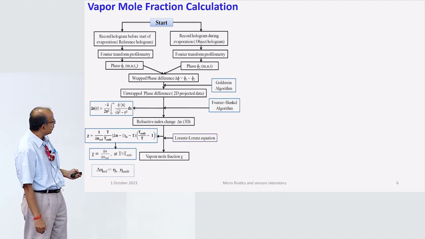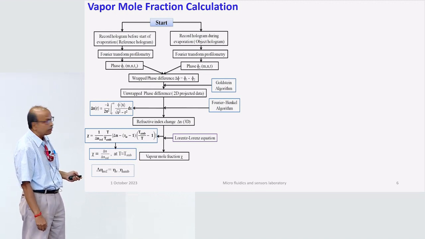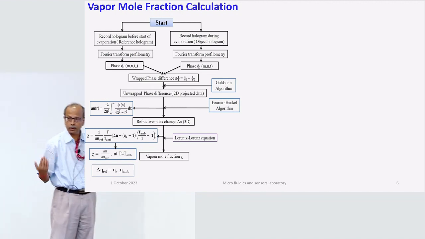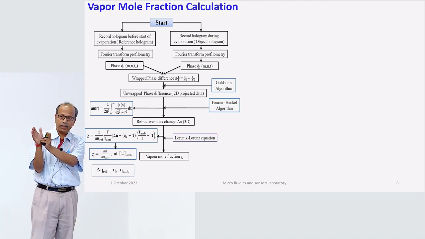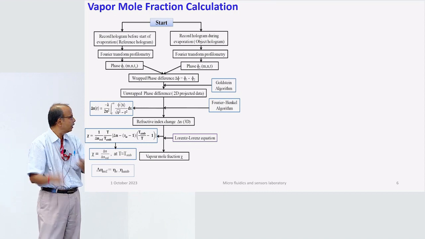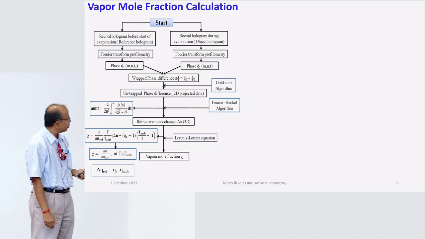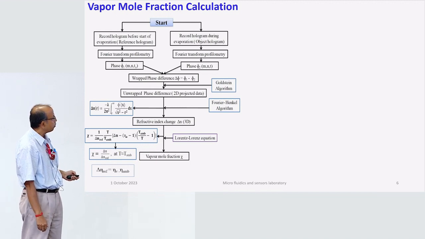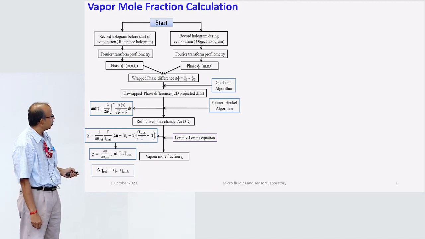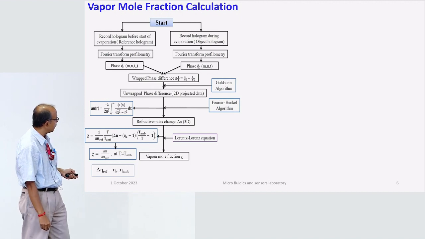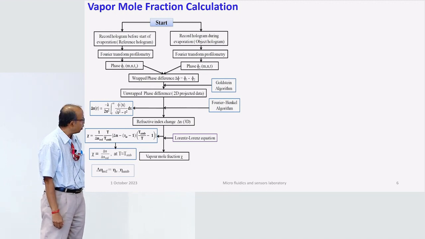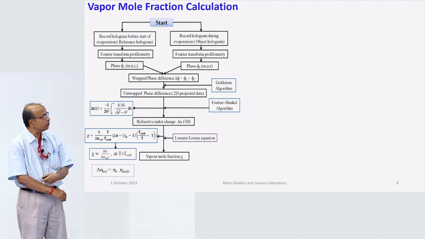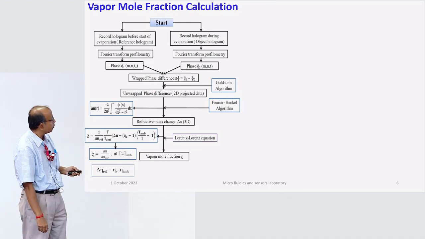Once we get the unwrapped phase difference, we have to reconstruct it. We tried to use the Abel transform, but near the contact angle it was diverging, so we modified it using the Fourier-Hankel algorithm to find the three-dimensional distribution of the refractive index. Then we use the Lorentz equation to find the vapor mole fraction distribution in the vapor cloud.